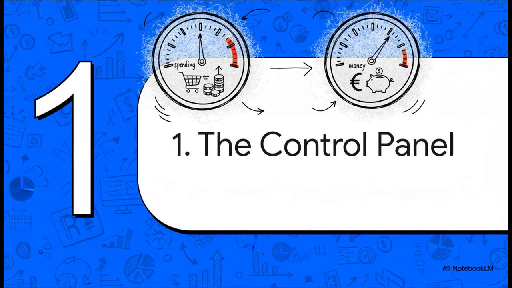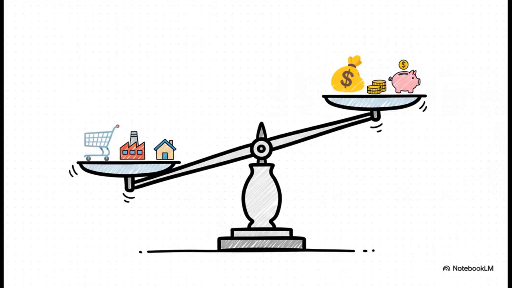So this model gives us two absolutely crucial gauges that help us understand the whole economy, one for spending and one for money. And what it does, brilliantly, is show this delicate balance between two huge forces, the market for all the stuff we buy and sell, and the market for money itself.